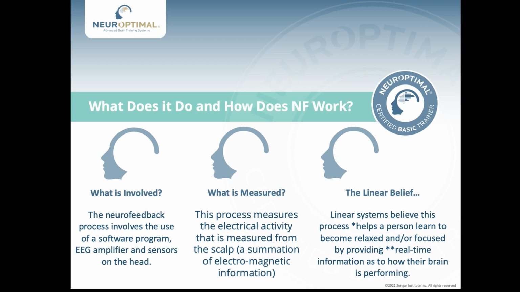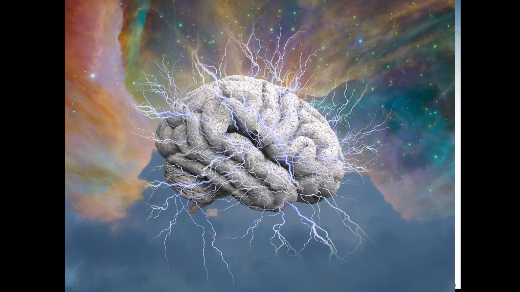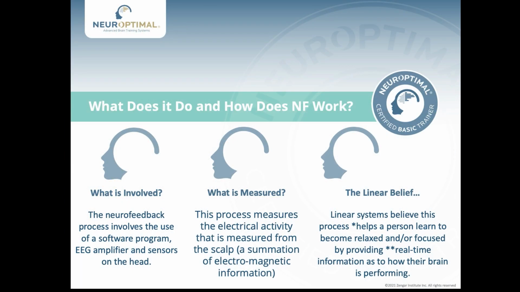So in both systems, the linear and the dynamical, we measure the electrical activity that comes off of the scalp. And this is about where it starts to change pretty dramatically. In a linear process, that means not us, they have a very strong belief system that they are changing and influencing the electrical current that is directly below the sensor.